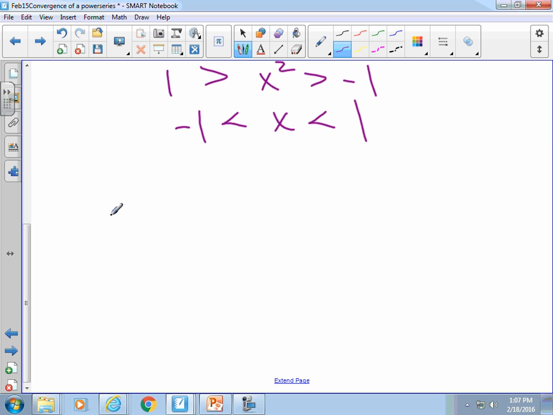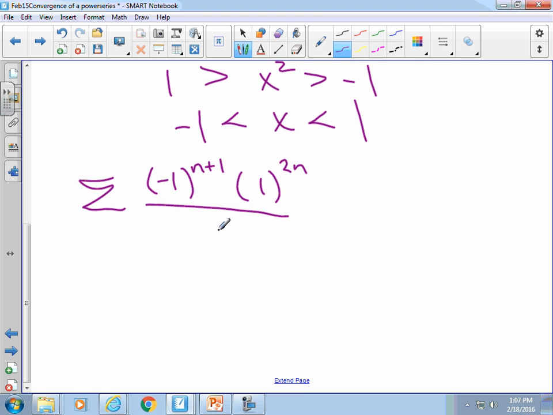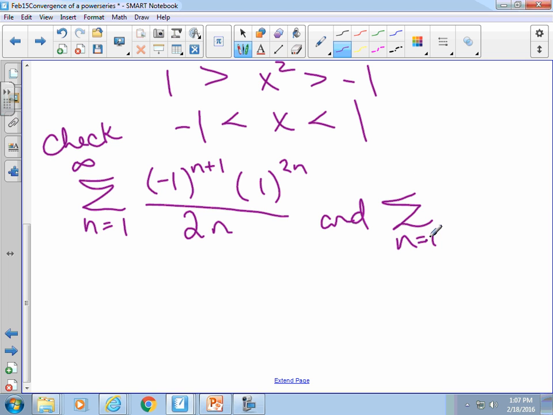Okay, I do need to check the endpoints, and I'm going to do that by writing two sequences with those endpoints plugged in. Negative 1 to the n plus 1 over 2, and you have 2 that you can write as 1 to the 2n, n equals 1 to infinity. So I'm going to check endpoints. The other one, n equals 1 to infinity. Did I write it down right?